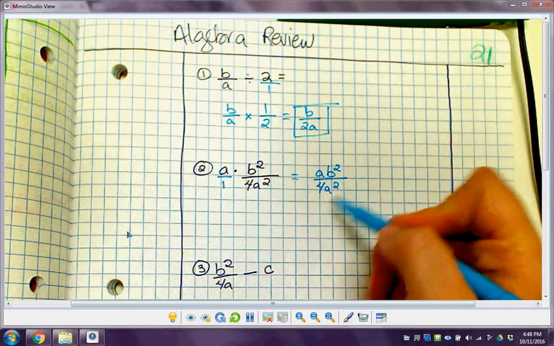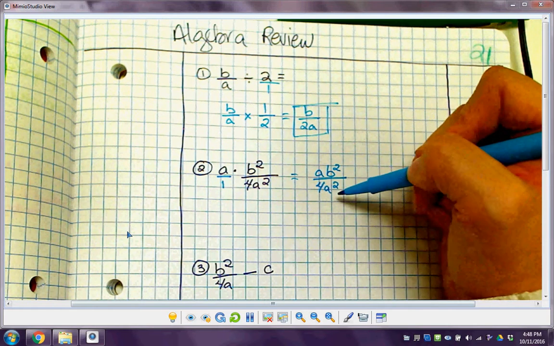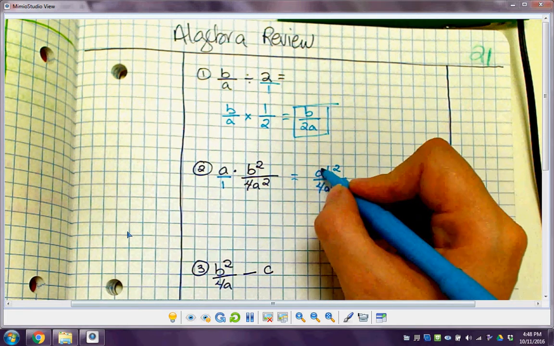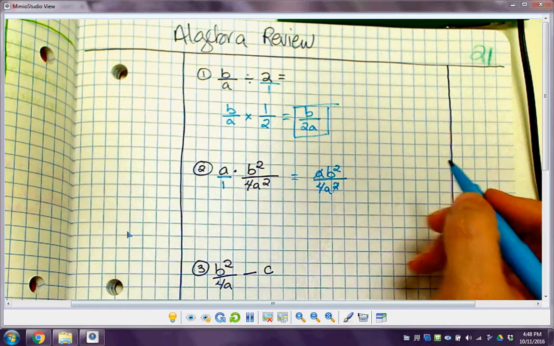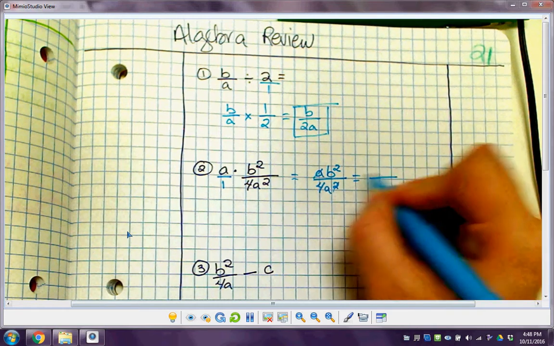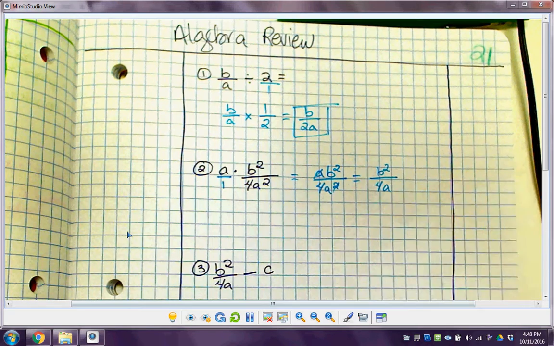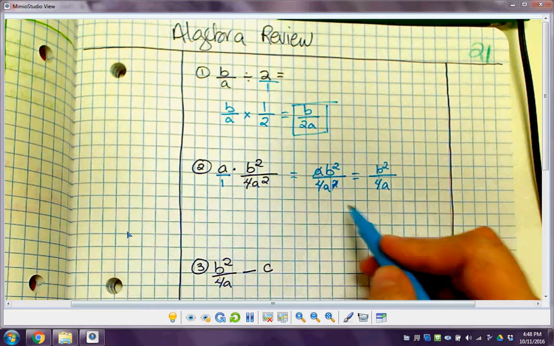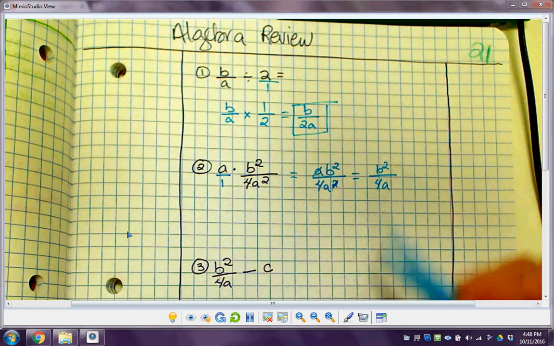Now, I'm not done yet because I notice that I have an A in the numerator and an A squared in the denominator. And what's going to happen is this A is going to reduce with one of these A's, and I'm not going to have an A in the numerator, and I'm only going to have one A in the denominator. So I had to do a little simplification on that problem, but my final answer is B squared over 4A.